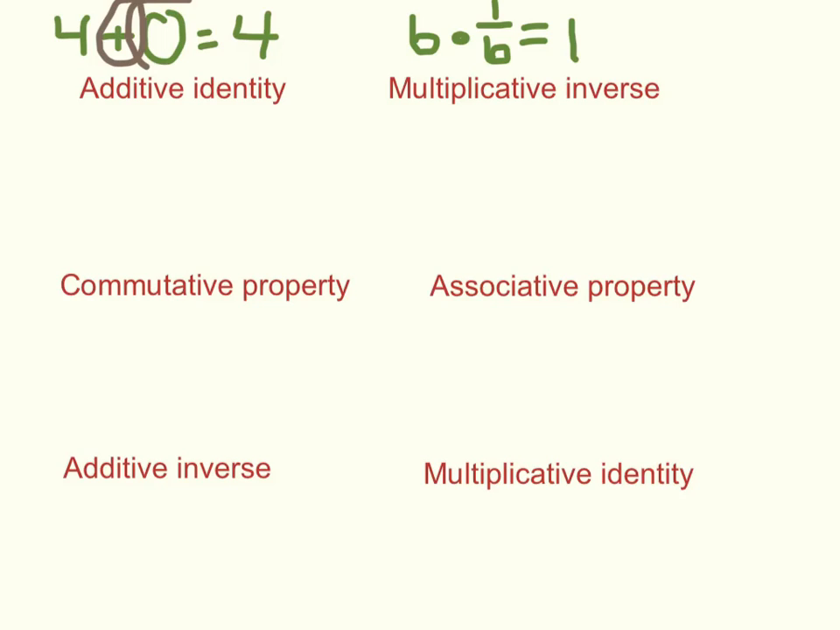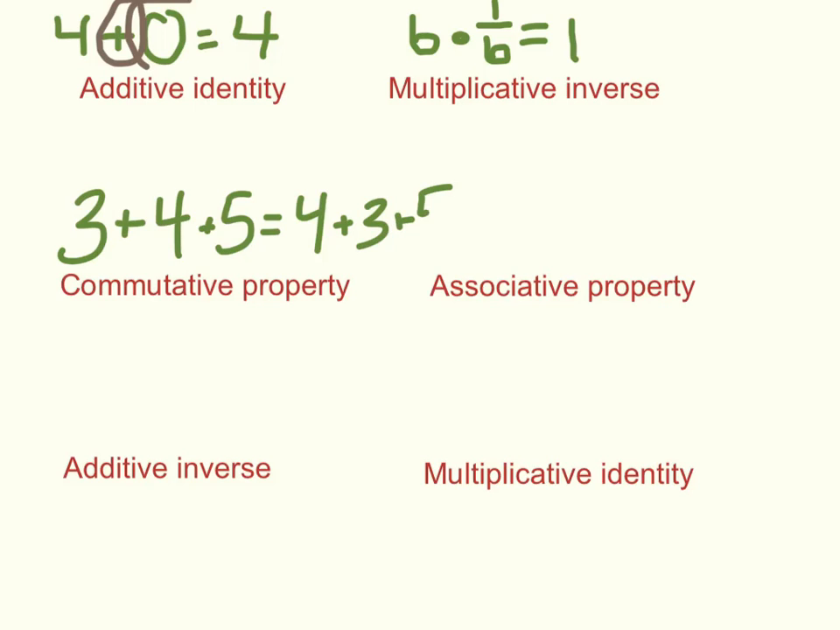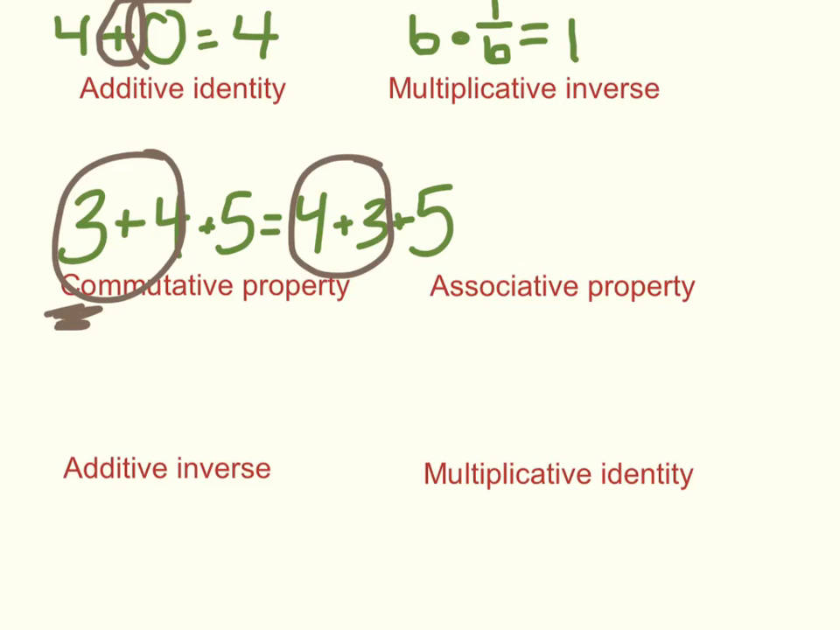Okay, commutative property. Commutative property is when you have numbers in an equation form and you switch them around. So 3 plus 4 plus 5 equals 4 plus 3 plus 5. My answer would be the same either way, but see how we switched the 3 and the 4? So commutative, change order, that's CO. That's how you know commutative.